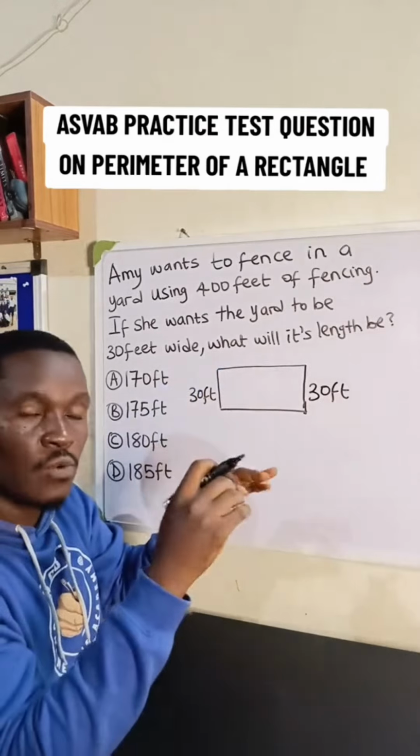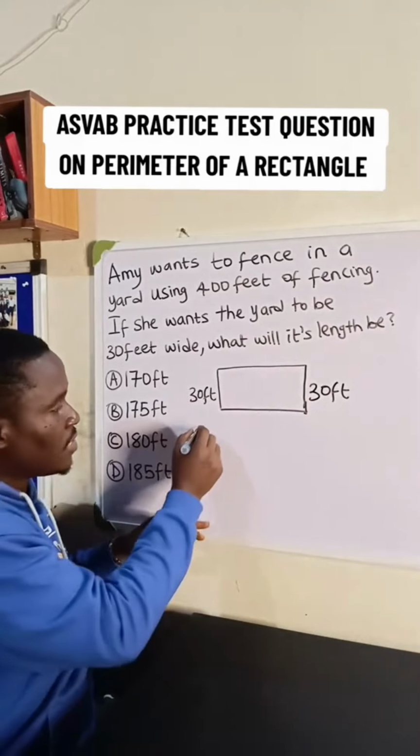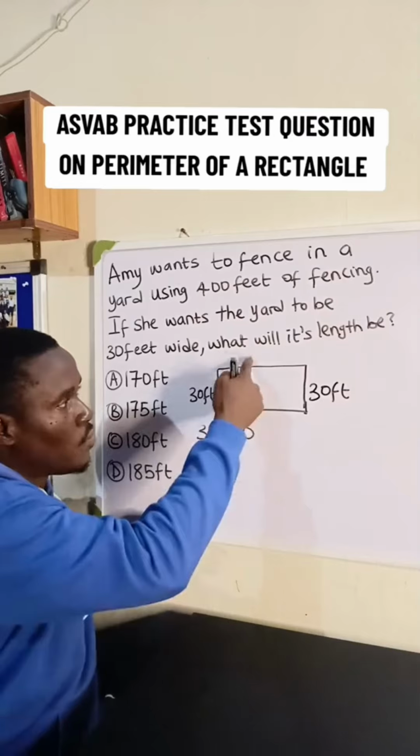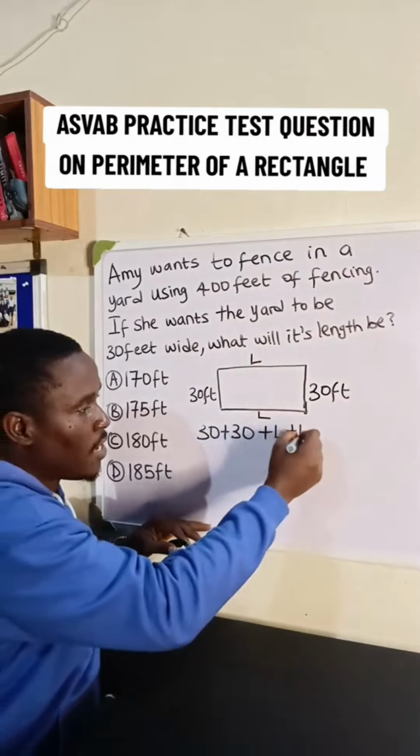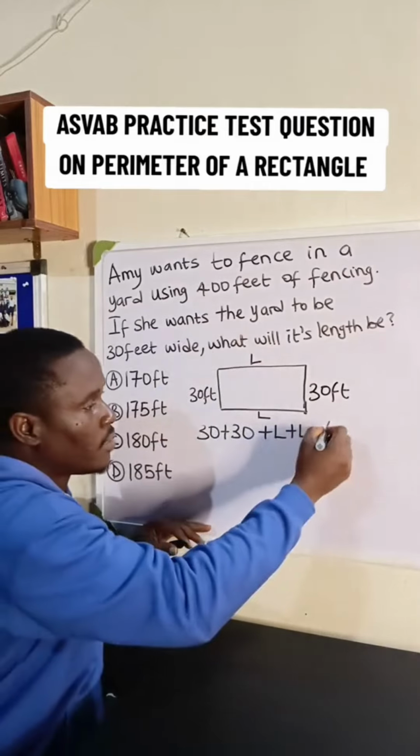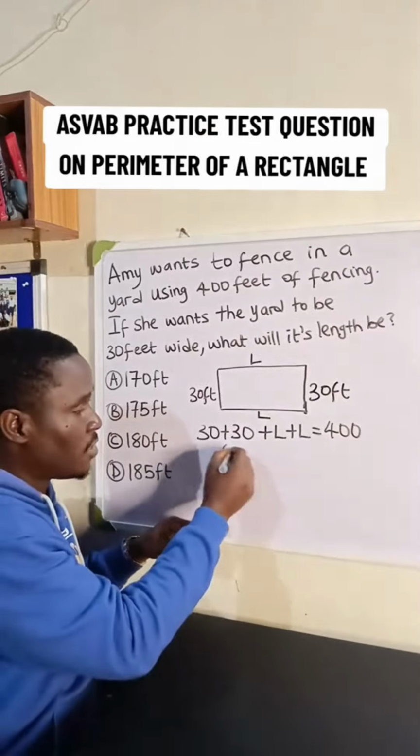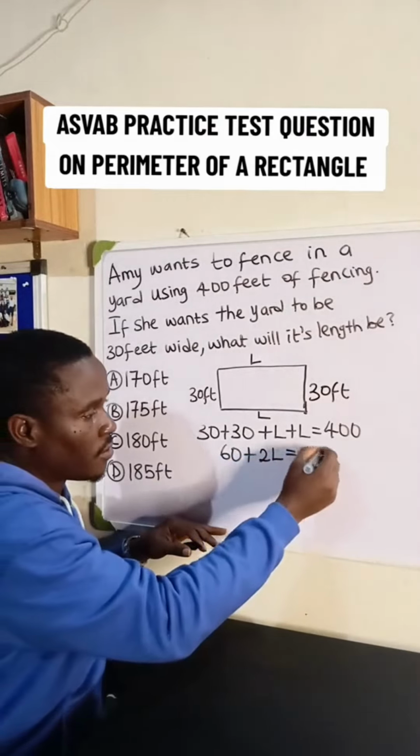Remember, perimeter, which is the fencing, is the sum of all the sides. So we can simply say 30 plus 30. We don't know what here is, so we call it length. We also call here length. Plus length is equal to 400. 30 plus 30 is going to give us 60. So 60 plus 2L is going to give us 400.